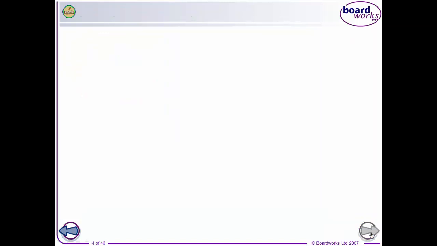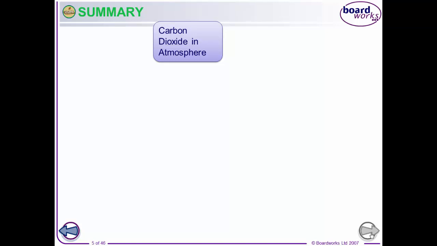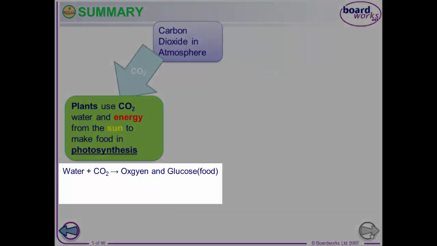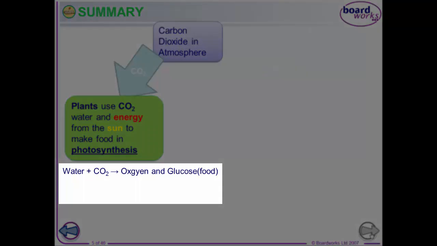So let's do a summary of that. First of all, there is already carbon dioxide in the atmosphere. That carbon dioxide is absorbed by the plants, which use the carbon dioxide and water and energy from the sun to make food, plant material, via photosynthesis. And this is the chemical equation. Water and the carbon dioxide combine to make oxygen and glucose. Glucose is the food. It's a simple sugar. And this is the chemical formula for it.